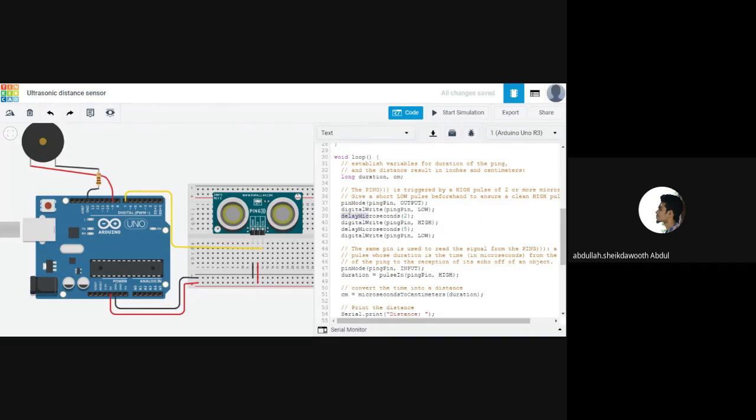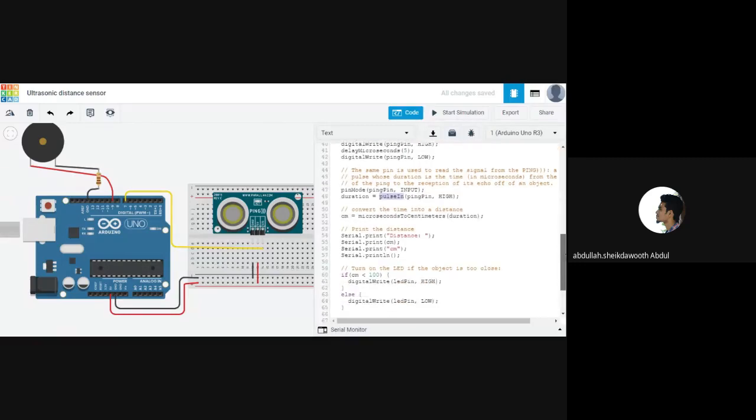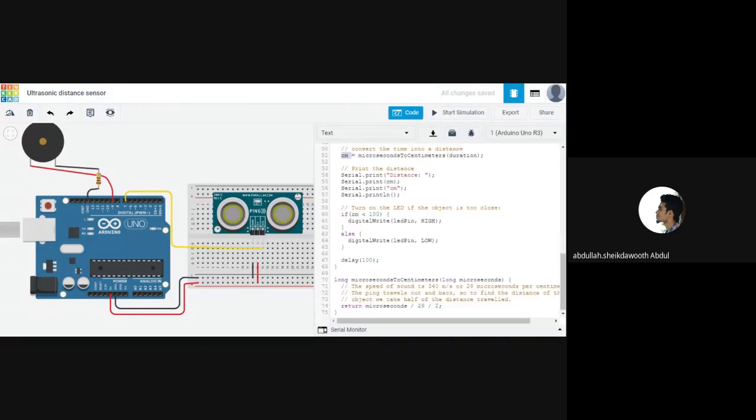I have used predefined functions like delay, delayMicroseconds, and pulseIn so that I get the pulse data from this ping pin. Then the duration value I have to convert into centimeters. Microseconds to centimeters is another inbuilt function. So from the raw data I have obtained from the sensor, I am converting it to centimeters. Then I pass this value on to this small snippet of code. So I can also view the distance.